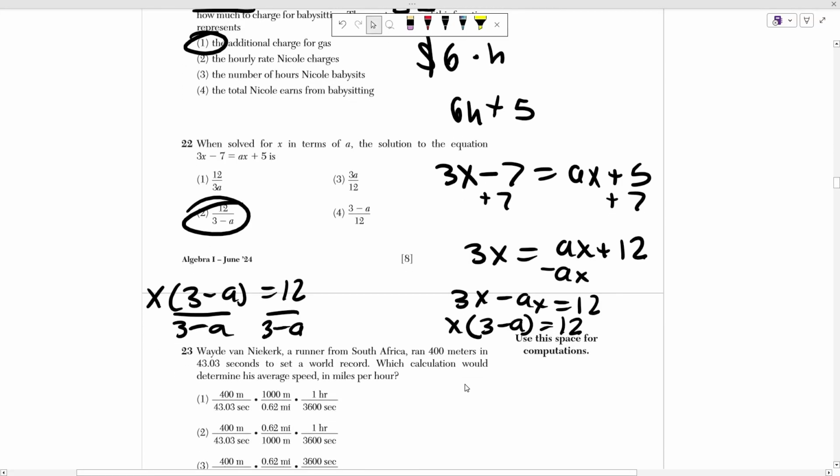Whoa, what did you just do here? All I did was I got x on one side, okay? I get x on one side. I don't care if it's ax. I want this on x, right? I want 3x and ax on one side because they both have x in that term.